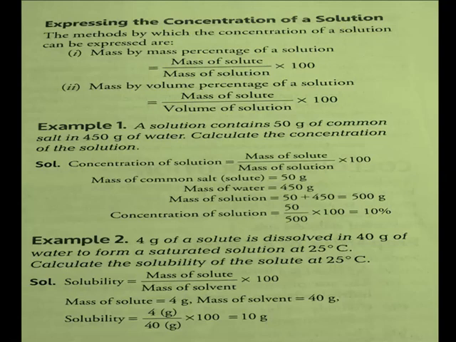In example 2, 4 gram of a solute is dissolved in 40 gram of water to form a saturated solution at 25 degrees Celsius. What is the solubility of the solute at 25 degrees Celsius? Solubility is the concentration, which can be calculated as mass of solute divided by mass of solvent times 100, which is 10 gram.